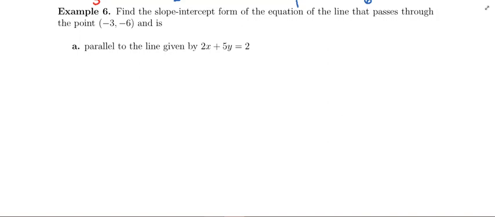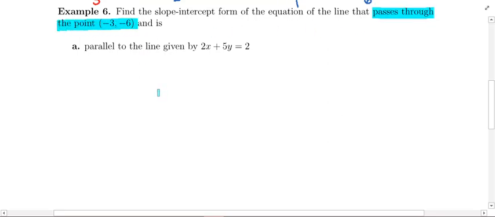Okay, what do we know about this line? First thing we know, the line we're looking for passes through the point (-3, -6). The other thing we know is that the line is parallel to the line 2x + 5y = 2. What you need to realize is that 2x + 5y = 2 is not the line we're looking for. The line we're looking for is parallel to that line.